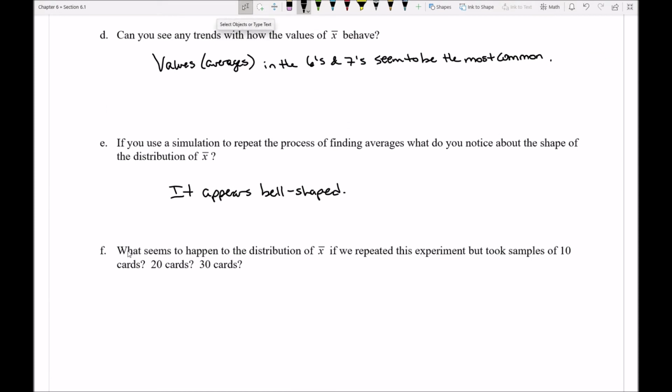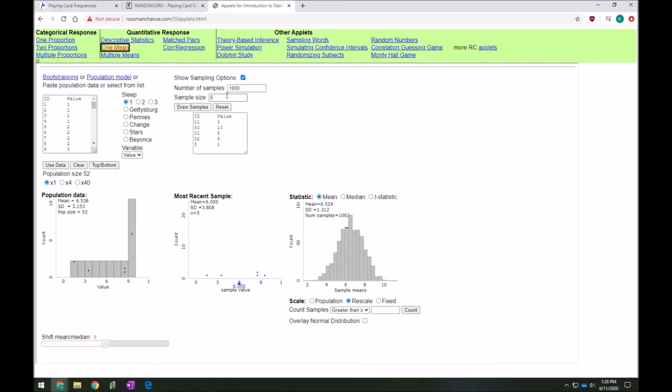I'm going to continue to look at that interesting connection of the means and the standard deviations as I continue into part F. What seems to happen to the distribution of x bars if we repeated the experiment, but instead of only taking 5 cards out of the deck, what if we did 10 cards? Okay, well, let's see. I'm going to go here and do sample sizes of 10. And if I draw samples again and do this a whole bunch of times, I can still see that values in about the 6 to 7 range are very common. I still get something bell-shaped. And actually, if I look over here, don't my averages still almost line up? And notice my standard deviation got even smaller.